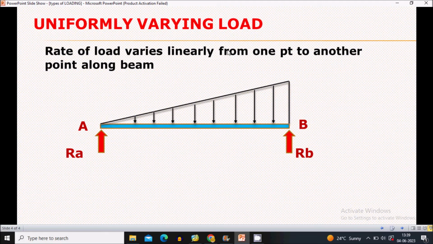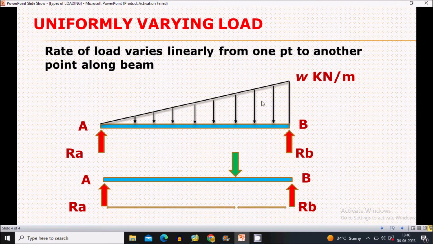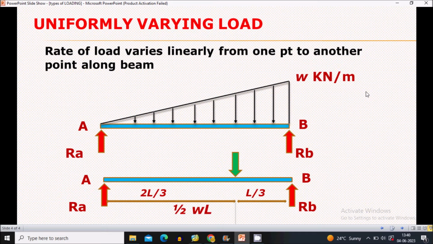Now this uniformly varying load is W kilonewton per meter. For calculation purposes, it is assumed to act at 1/3 from the base of the beam, and the load due to UVL will be half into WL. So half into WL will be the load due to UVL.